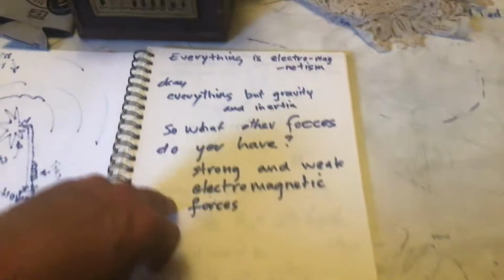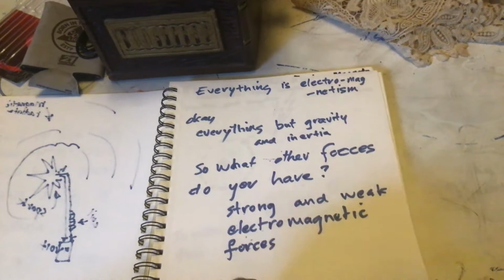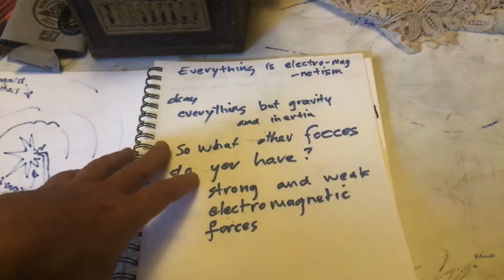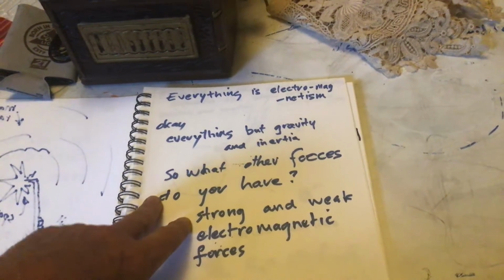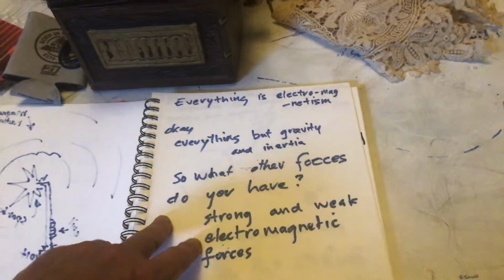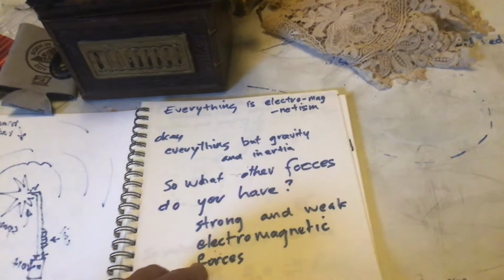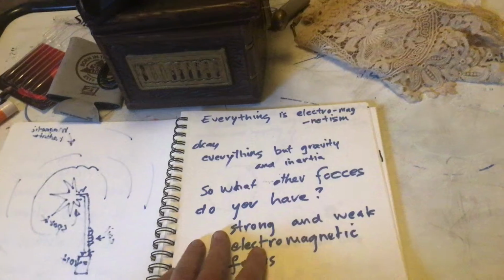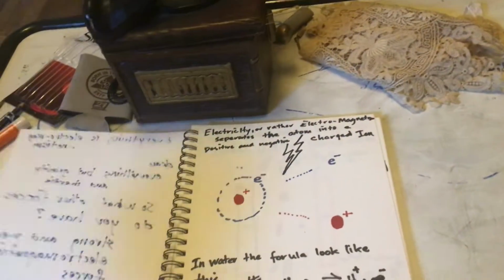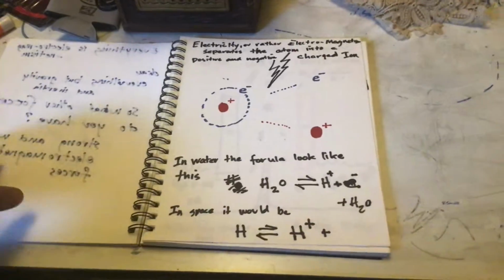Everything I like to say is magnetism, or, well, to give you everything but gravity and inertia. So what other forces do you have? Well, you have strong and weak electromagnetic forces. So except for gravity and inertia, it's all electromagnetism. Everything we see is due to electromagnetism.